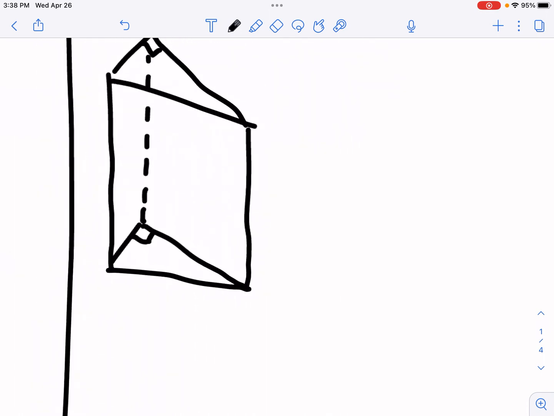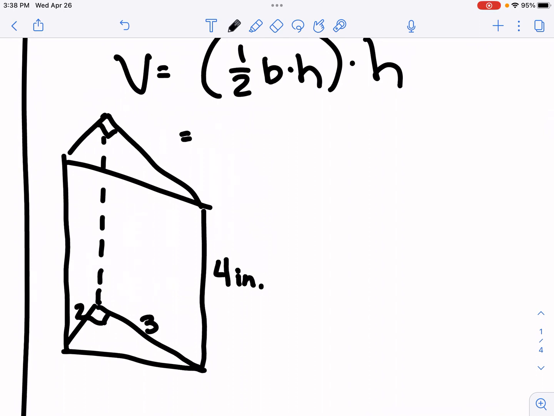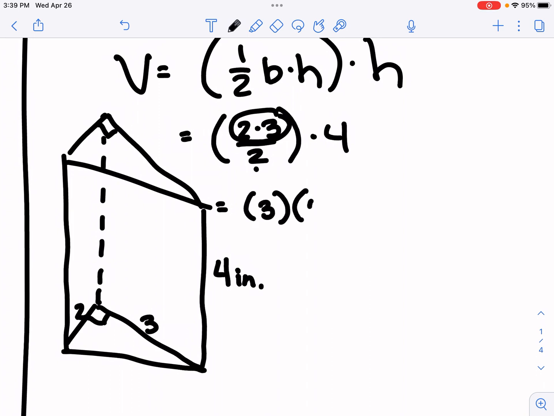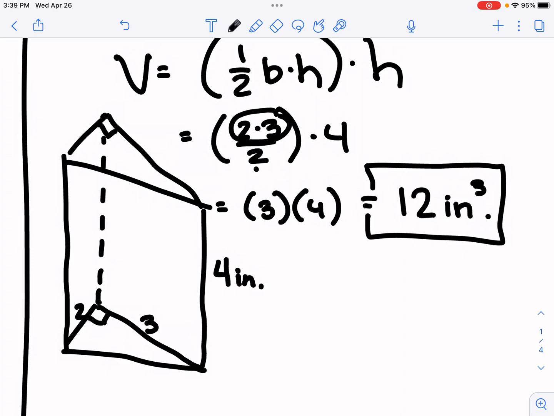So let's say that the base of this is 2, the height of this is 3 of the triangle, and the height of this entire thing is 4. We'll say that this is in terms of inches. Okay, so plugging this in for the triangle, this will be 1/2 times 2 times 3. I'll just put this all over 2 times 4. Now here 2 times 3 is 6. 6 divided by 2 is 3. So over there, our final answer is just 3 times 4, and that is 12 cubic inches as our final answer for this triangular prism.